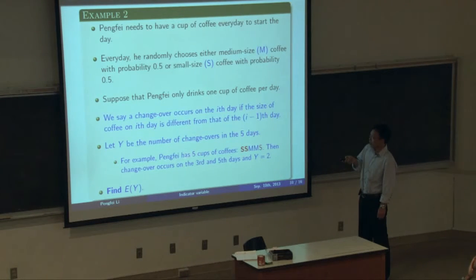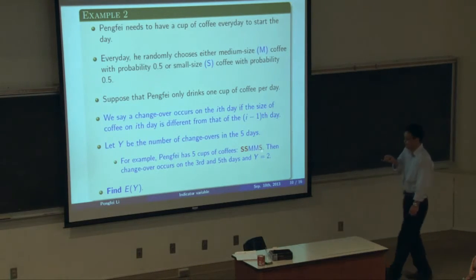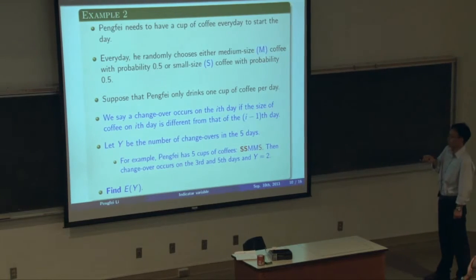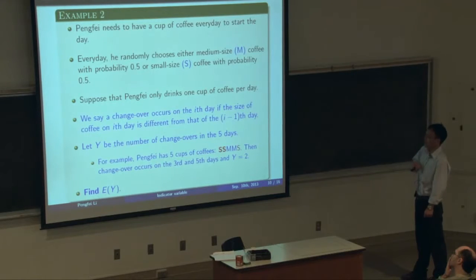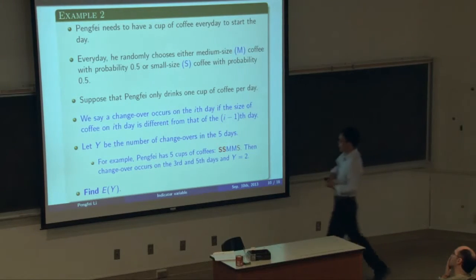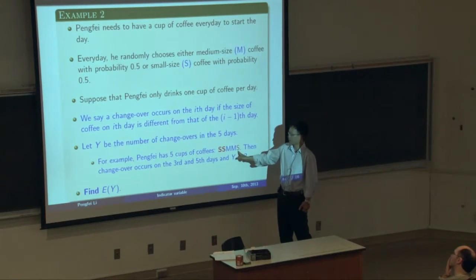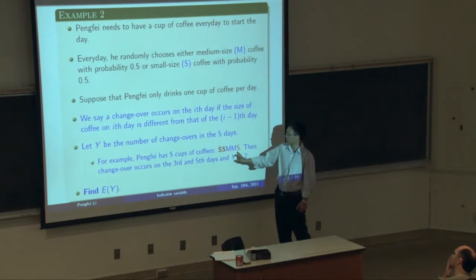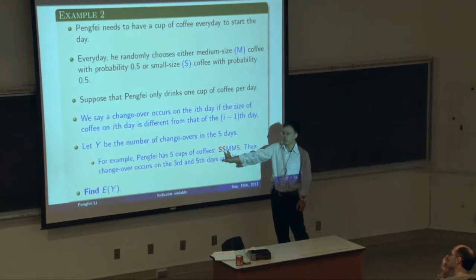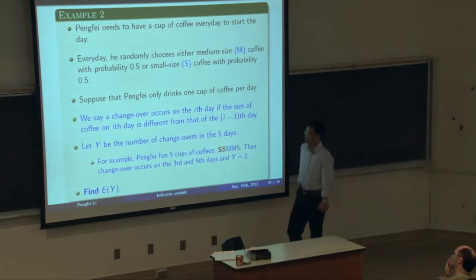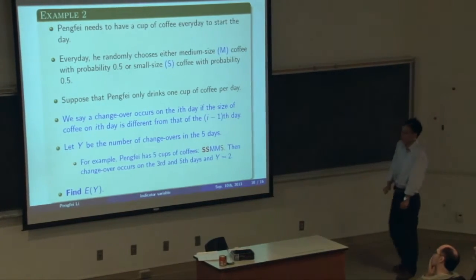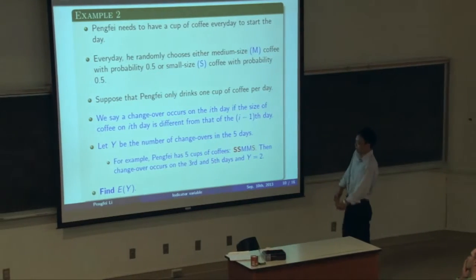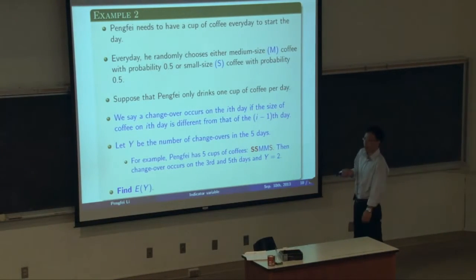Now, I give you an example here. Suppose I drink 5 cups of coffee in a week. So we have small size, medium size, and small size. Then the changeover will happen here and here, so the third day and the fifth day, because these 2 days are different. And then Y, the number of changeovers in 5 days, will be equal to 2. So in general, we need to find the expectation of Y.